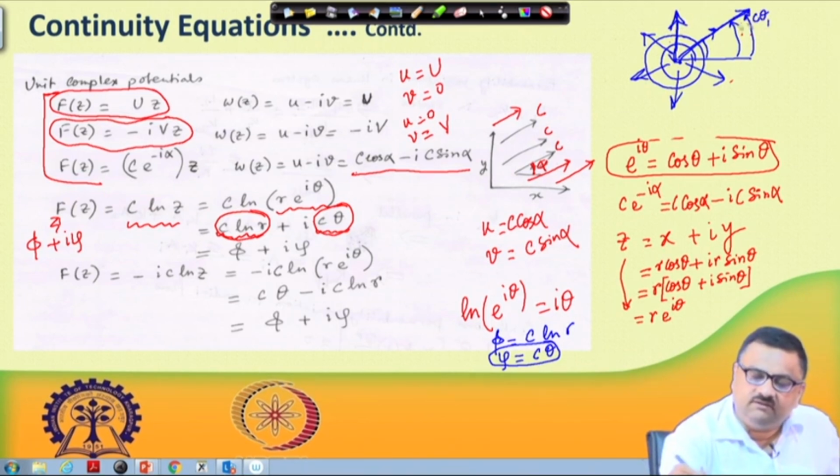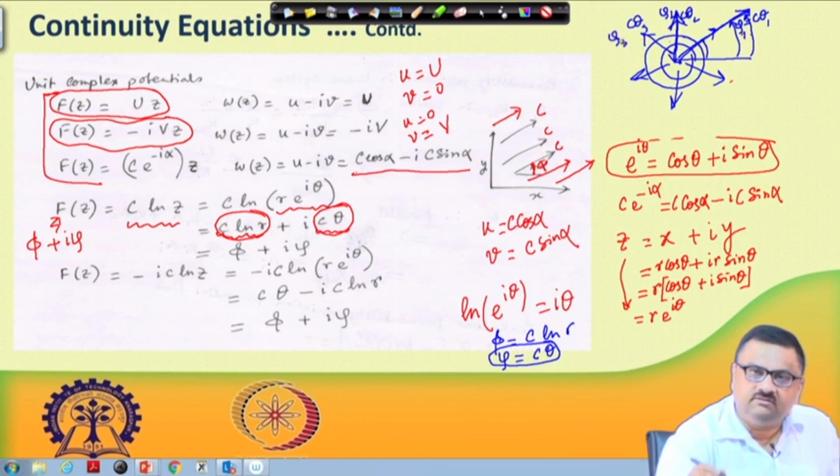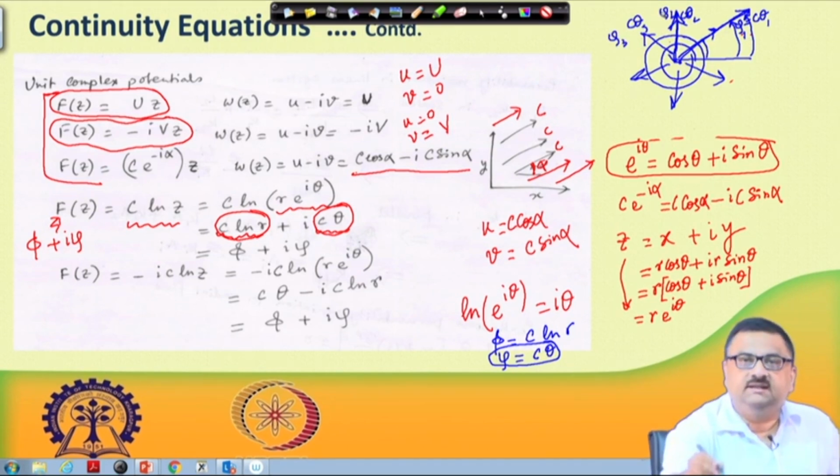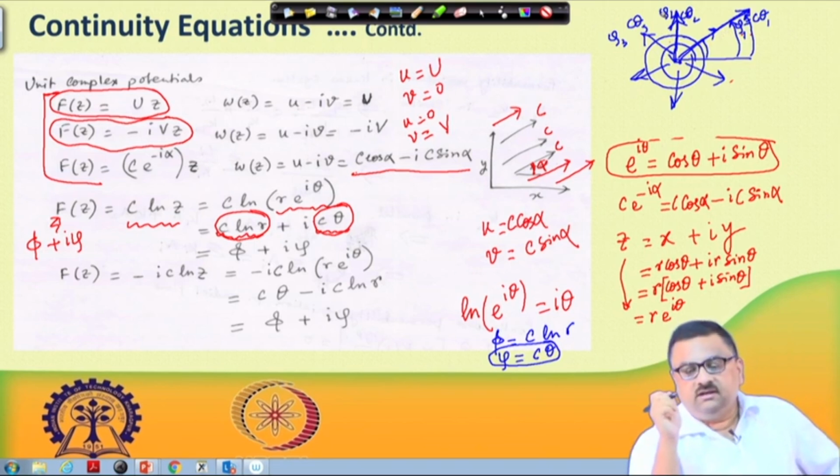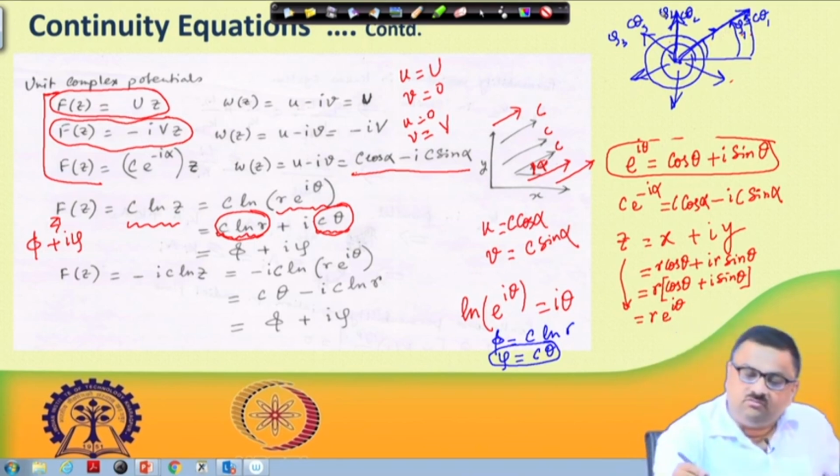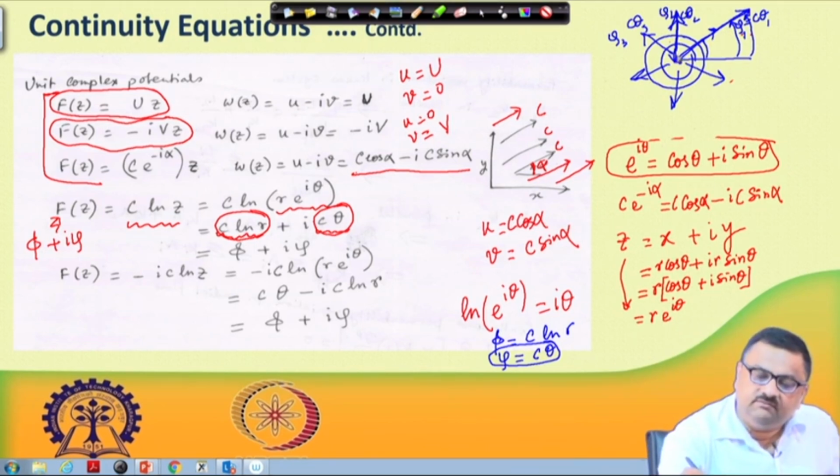It may be C theta 1, C theta 2, C theta 3, but these are the lines along which these are constant. So, I can say these are the lines along which psi is constant. Maybe I call this psi equal to psi 1, this psi equal to psi 2, this psi equal to psi 3. So, along these lines the psi would be constant. So, these are then the streamlines.